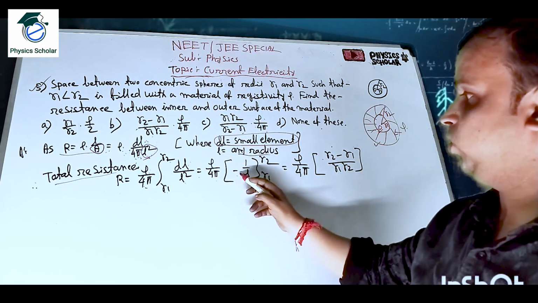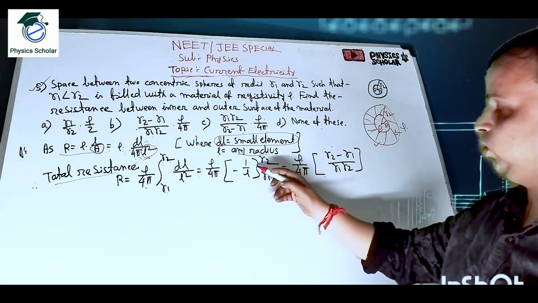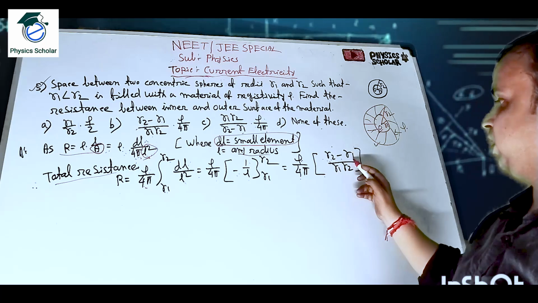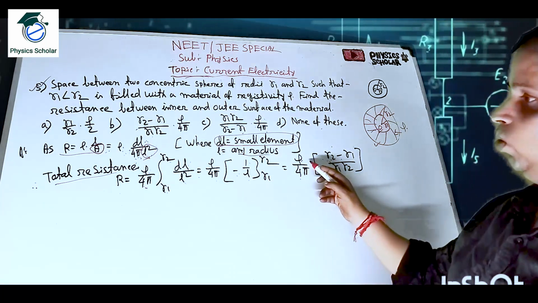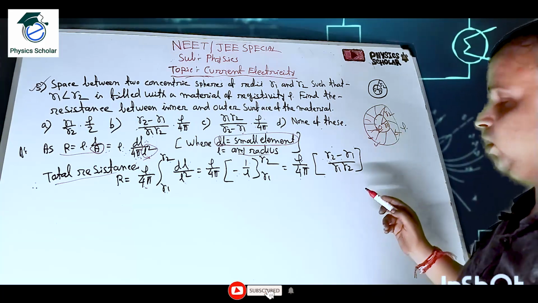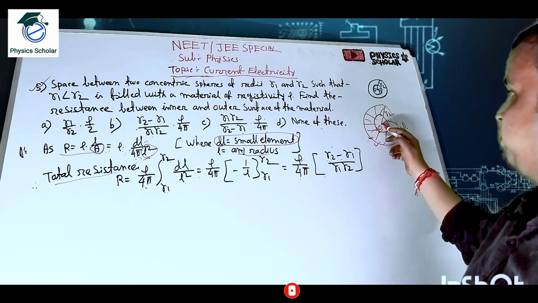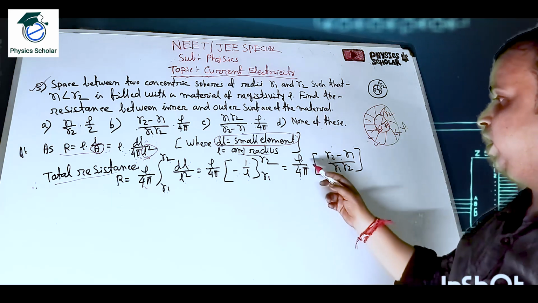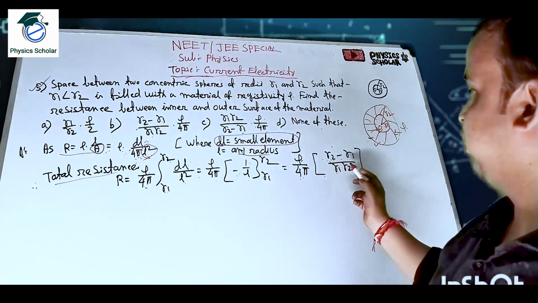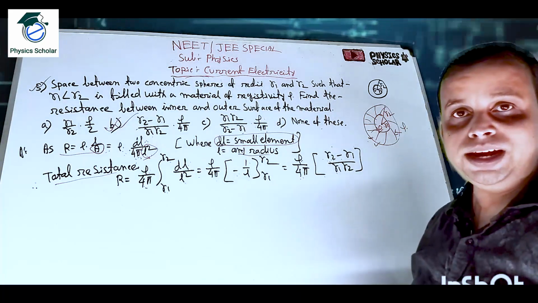So rho by 4 pi into minus 1 by L. If you put the value R2 and R1, then after calculation what is coming? R2 minus R1 by R1 into R2. So the resistance between the internal and external surface of the material, between the two concentric spheres having radius R1 and R2, will be rho by 4 pi into R2 minus R1 by R1 R2. Clear? So option B is the correct answer.